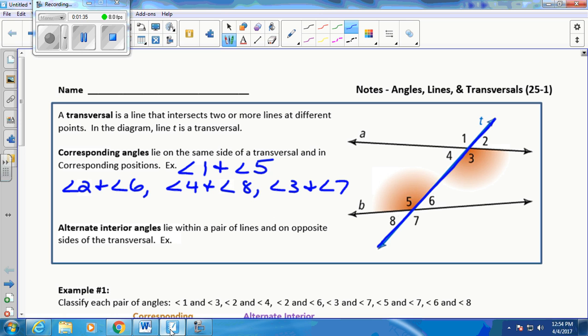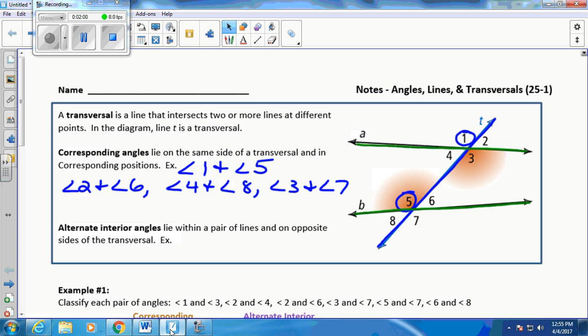Corresponding again means that they lie in corresponding positions on the same side of the transversal. So they have highlighted in this picture 3 and 5. That's something different. Angles 1 and 5, if you notice, are both to the left of the transversal and above these lines here in green. They're both above line A and line B. So that makes them corresponding.